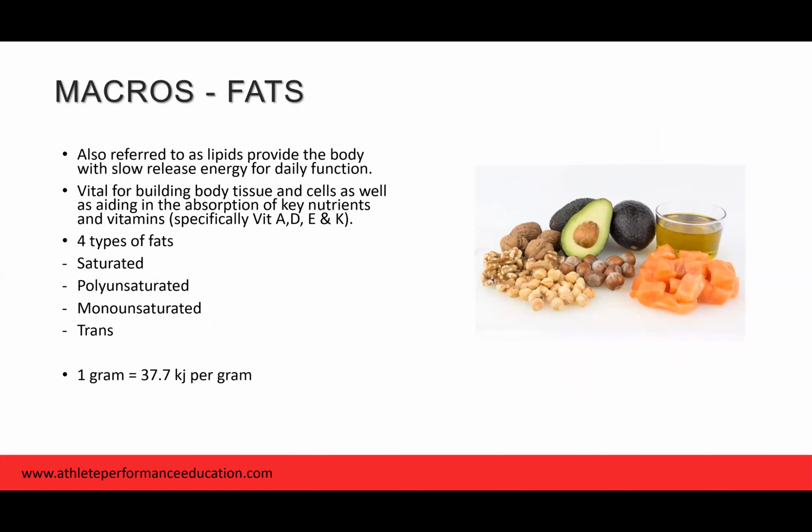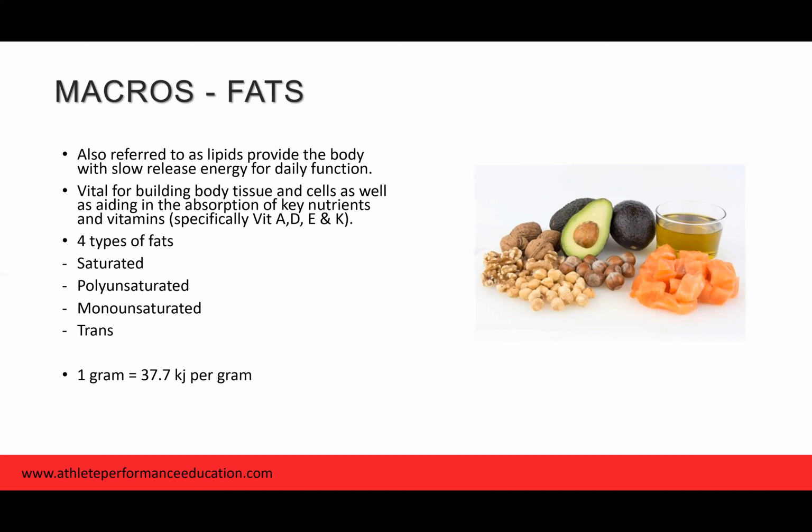So fats, also referred to as lipids, provide the body with slow release energy for daily function. Fats do a whole heap of different stuff. It can be incredibly nutrient dense, but fundamentally, for anybody that's working in a low steady state, just moving around day to day, energy broken down from fats is where it's going to come from. Fats is also vital for building body tissue and cells, as well as aiding the absorption of key nutrients and vitamins. Specifically, it's our fat-soluble vitamins, so our vitamins A, D, E, and K.